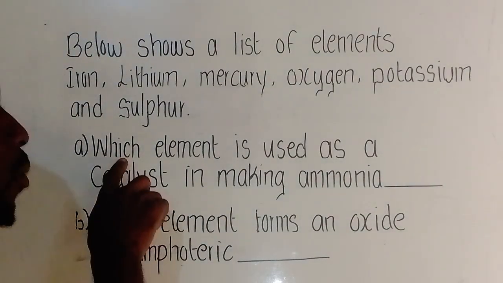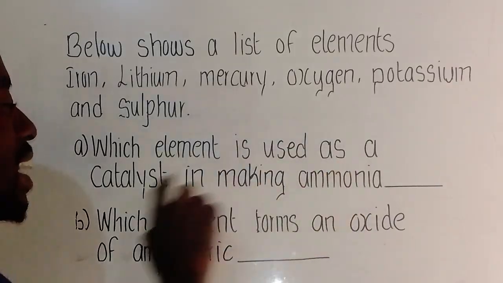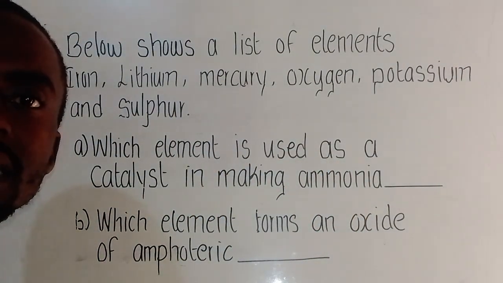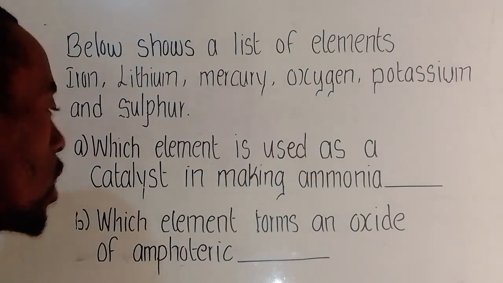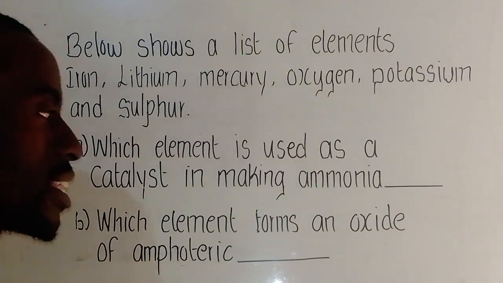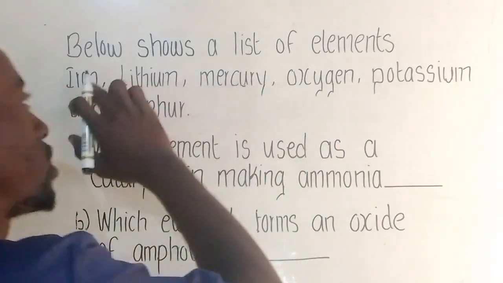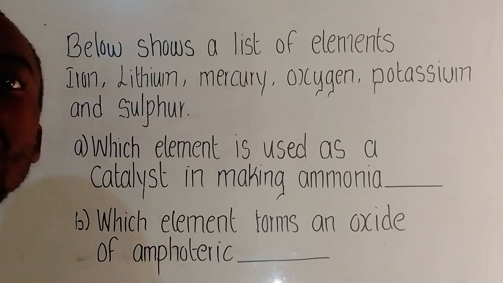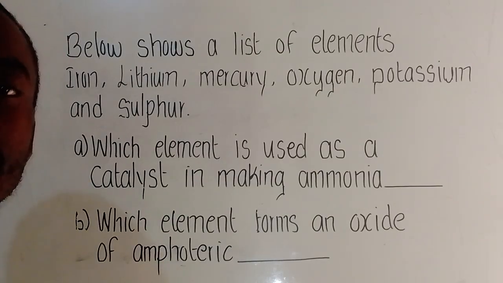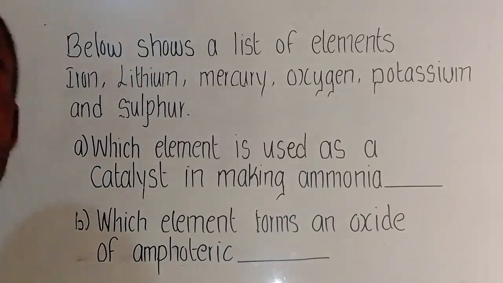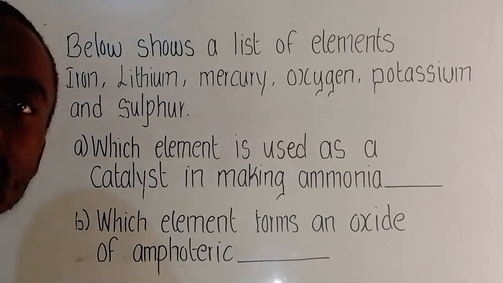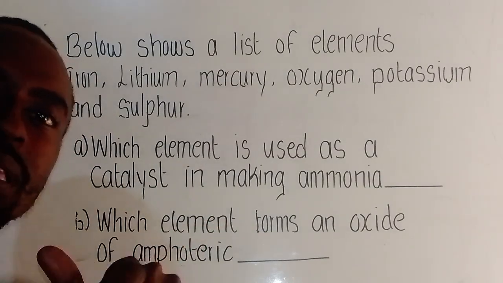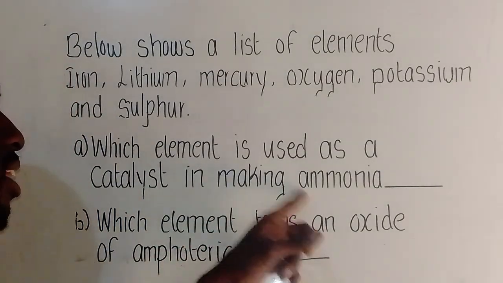Now the question is saying which element is used as a catalyst in making ammonia? Ammonia is a basic gas, meaning it is a gas which turns red litmus paper blue. Now when they say a catalyst, the answer here is iron. So iron, which is this one, is the answer. A catalyst is a substance which speeds up a chemical reaction without itself being permanently changed. In simple terms, it lowers the activation energy so that the product may be formed faster. So the answer is iron.